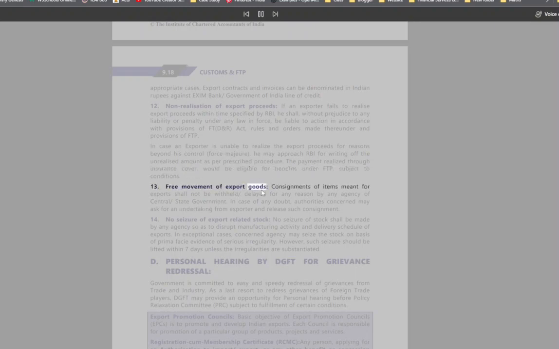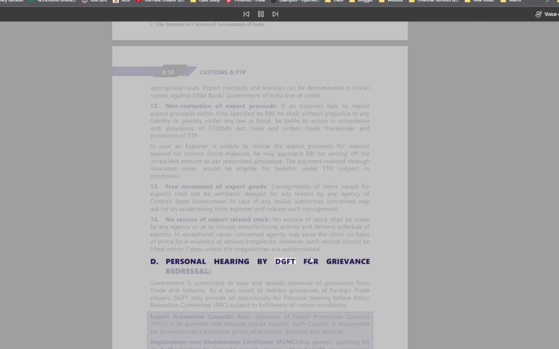13. Free movement of export goods. Consignments of items meant for exports shall not be withheld/delayed for any reason by any agency of central/state government. In case of any doubt, authorities concerned may ask for an undertaking from exporter and release such consignment. 14. No seizure of export-related stock. No seizure of stock shall be made by any agency so as to disrupt manufacturing activity and delivery schedule of exports. In exceptional cases, concerned agency may seize the stock on basis of prima facie evidence of serious irregularity. However, such seizure should be lifted within 7 days unless the irregularities are substantiated.